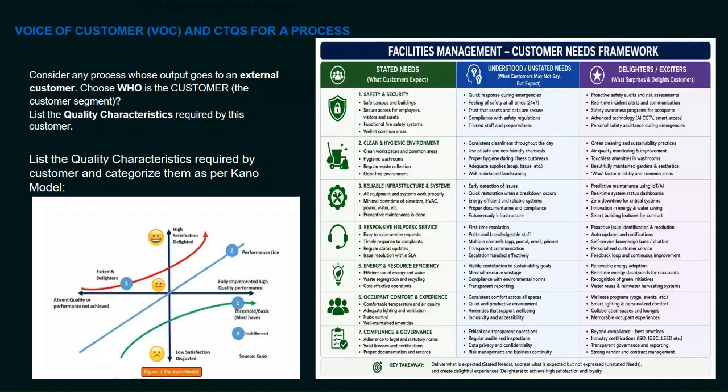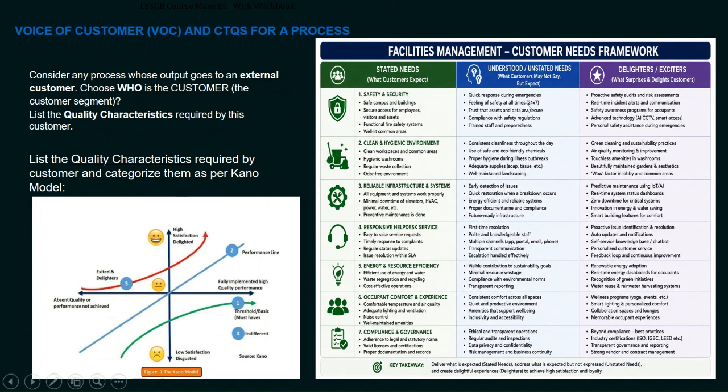So as you see, this is my Kano model. Consider any process, external to customer, who is the customer, and the quality characteristics. As you see, these are all stated needs. I told you, what does the client expect? He expects safety and security. These are all things we see in the KPI. Remember Y equals f of X.